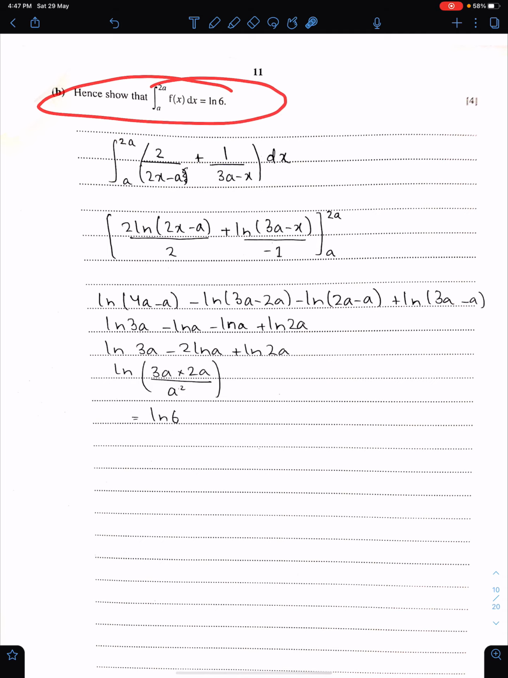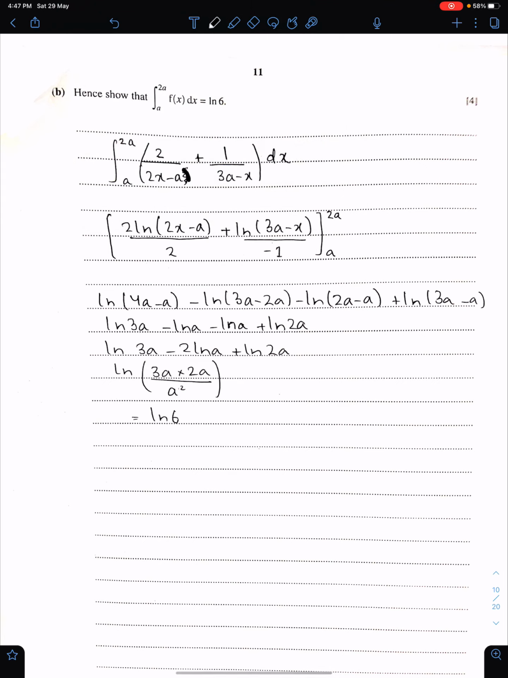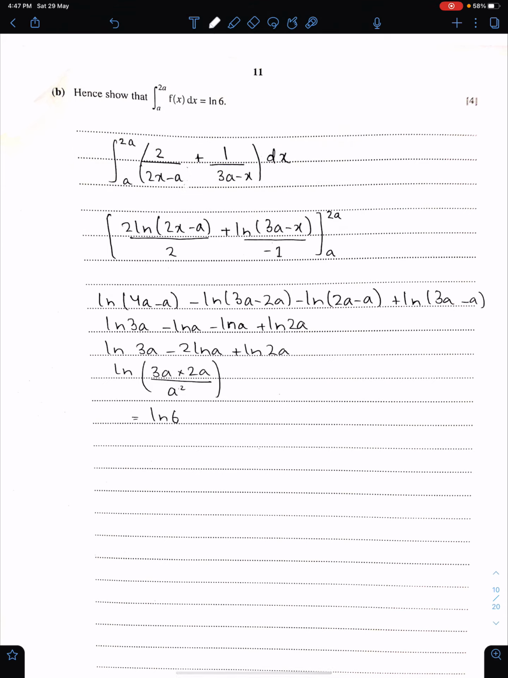Hence, show that. So, we first need to use this form of f of x, the partial fraction form. This is the partial fraction form of f of x. Now we just need to integrate these two fractions. So if you check the differential of this is 2, which is here. So you just need to write ln of (2x minus a) upon 2. When you simplify, you'll get this thing.